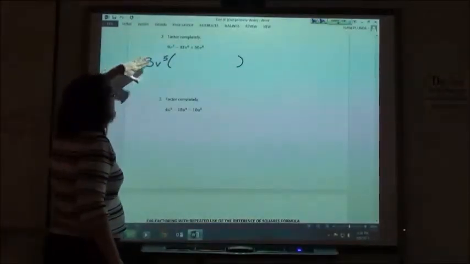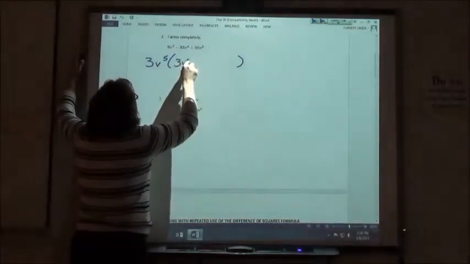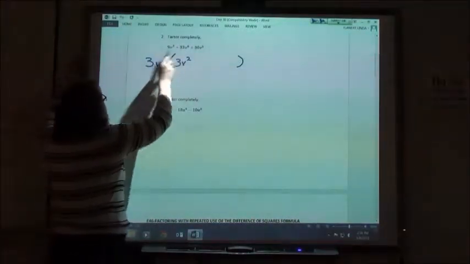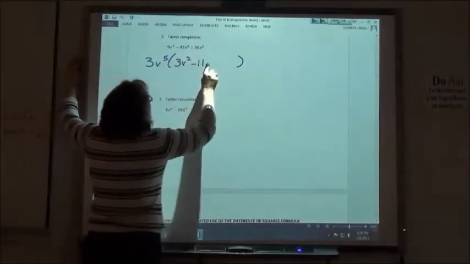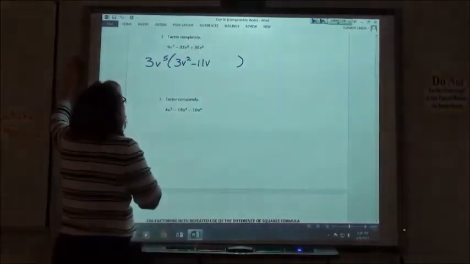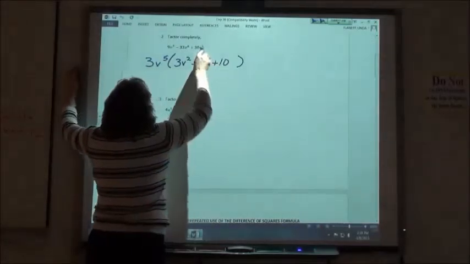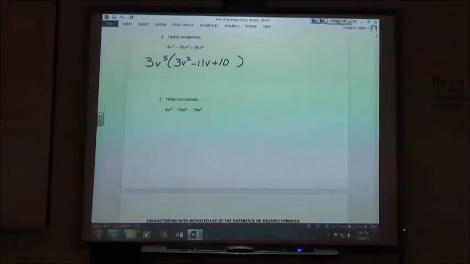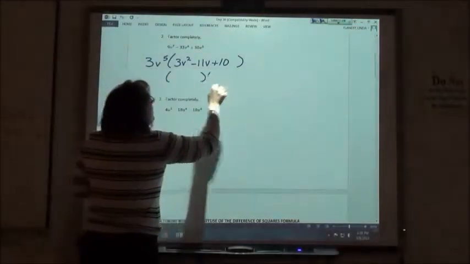9v to the 7th divided by 3v to the 5th. 9 divided by 3 is 3, and then 7 minus 5 gives me v squared. Negative 33 divided by 3 is minus 11. 6 minus 5 gives me v to the 1st. 30 divided by 3 is 10. 5 minus 5 is 0, so I don't have any v's left. I have a quadratic expression.